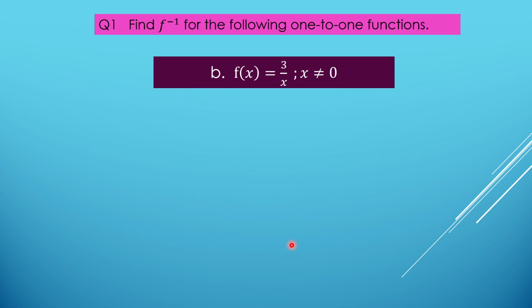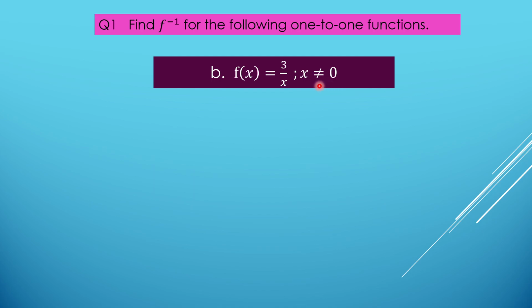Question B. Given f(x) equals 3 over x, and the remark given is x not equal to 0. Why not 0? Because 3 over 0 you'll get undefined. Okay, so that is why you must write the remark here, or it has already been given.